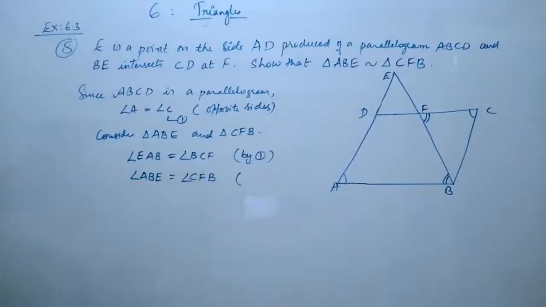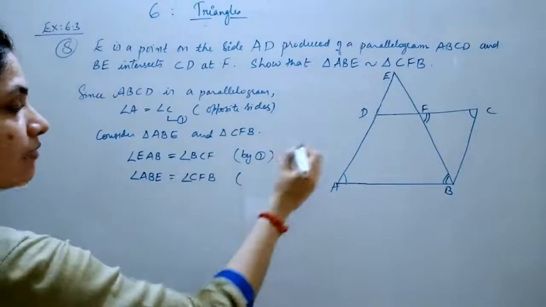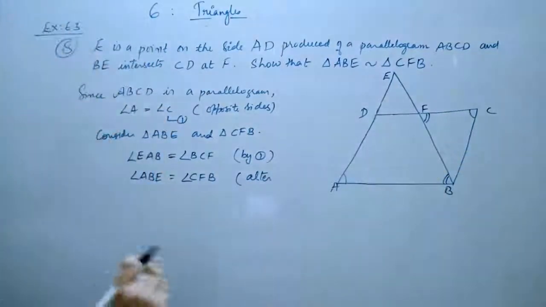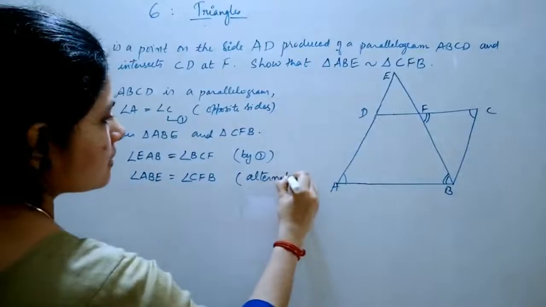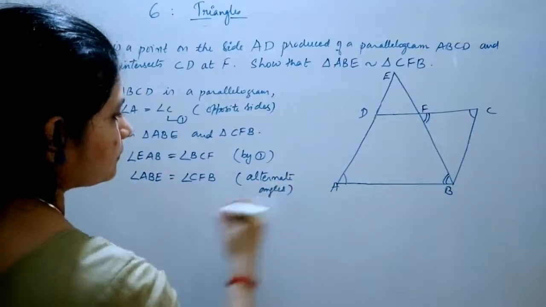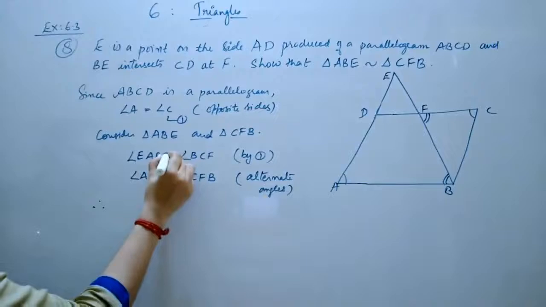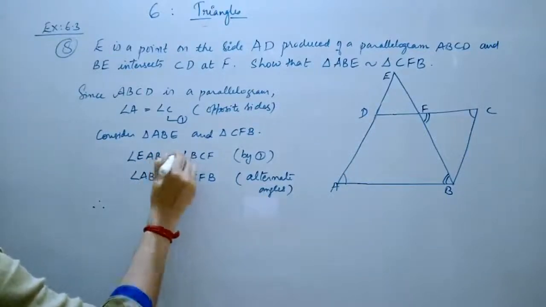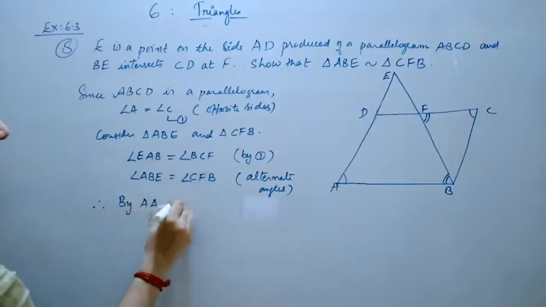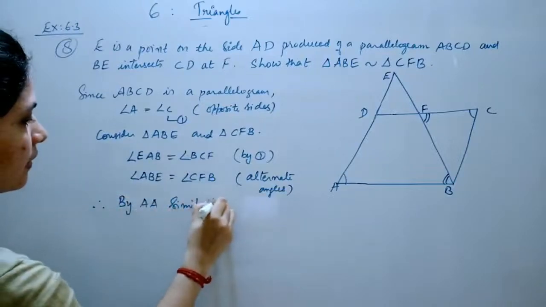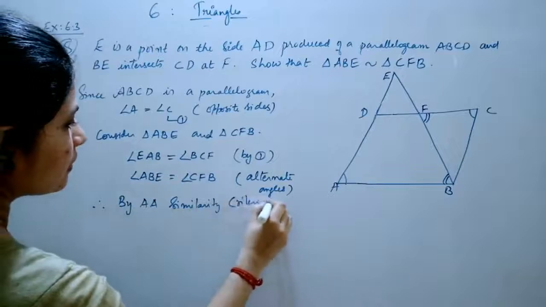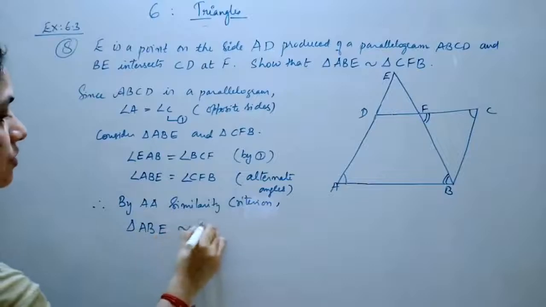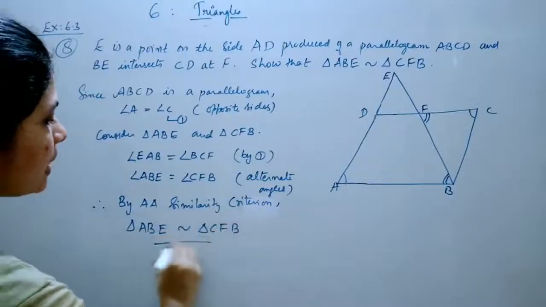Reason is they are alternate angles, since you have your AB and CD or DC to be parallel. Okay, alternate angles. Therefore, you have got two pairs of angles to be equal. So you can say that by AA similarity criterion, triangle ABE is similar to triangle CFB. Okay.